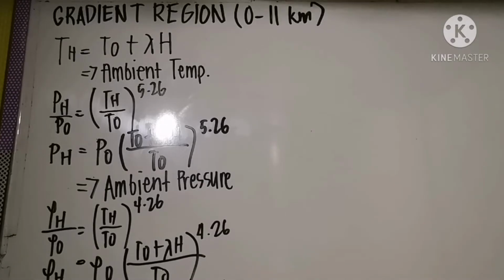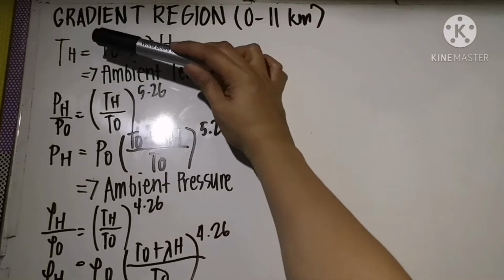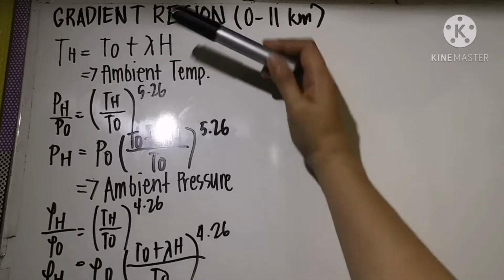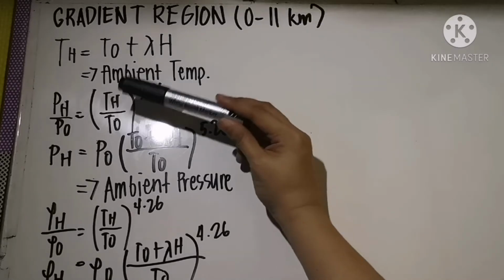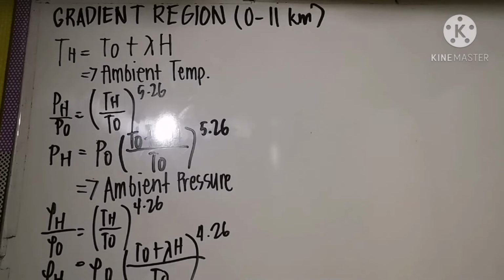So, in the previous video, I introduced the formulas for the temperature, pressure, and density in the gradient region. The temperature at any height is equal to the temperature at 0 kilometers or SSLC plus lapse rate times height, where the temperature TH is also called ambient temperature.